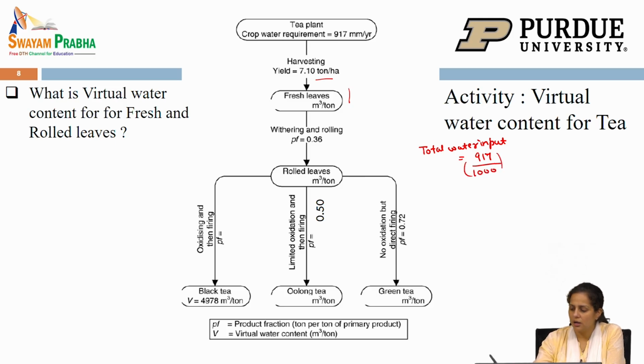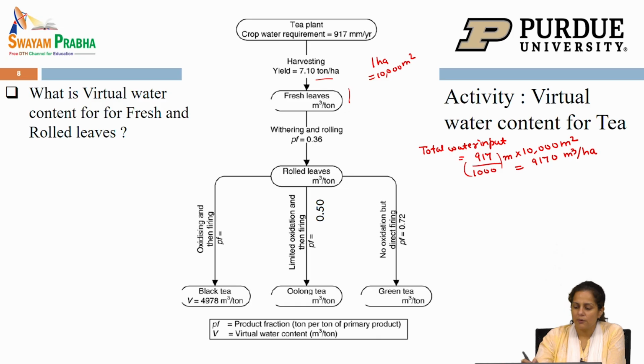Dividing by 1,000, this is the meter in terms of depth. 1 hectare is equal to 10,000 meter square. So, we can multiply by 10,000 meter square, and that gives us the water input as 9,170 meter cube per hectare. So, that is the amount of water that is input for the tea plantation.